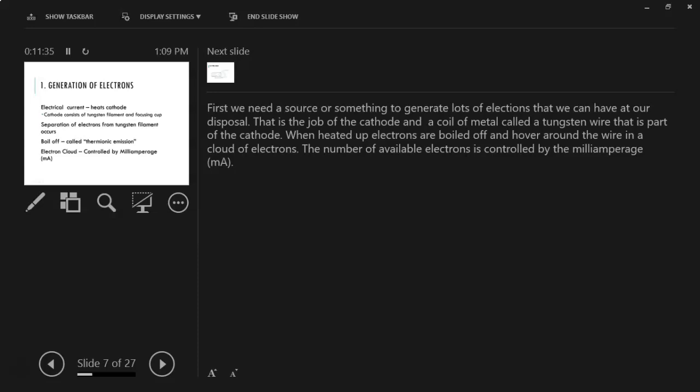The number of available electrons is controlled by the milliamperage. Remember, for the group that was with me yesterday, one of your little stickies for the scavenger hunt said milliamperage, and the correct place to put it was on the outside, where the button is that you actually press. That's where you would change milliamperage, if you could; some units allow you to change it, or MA, but ours don't.